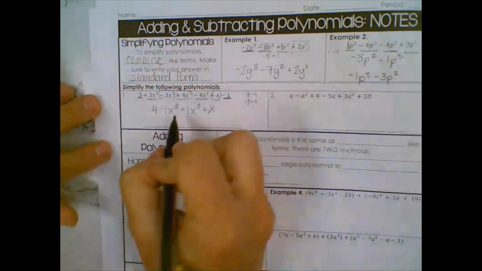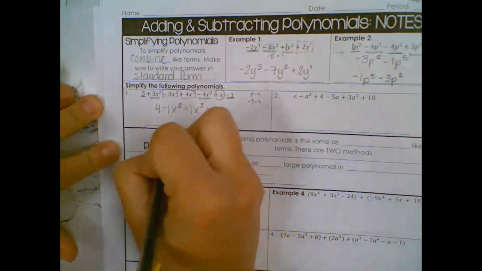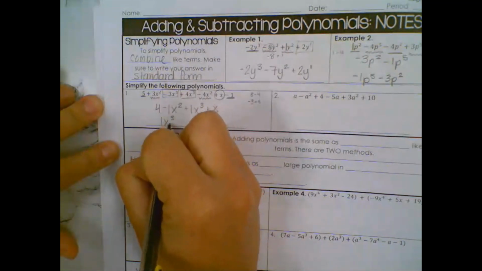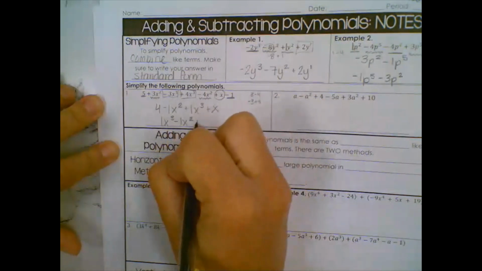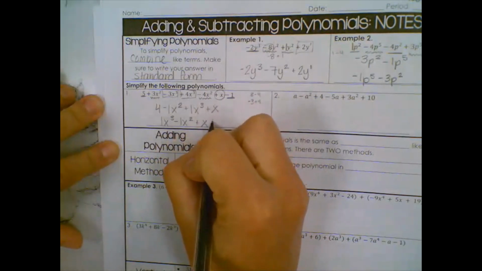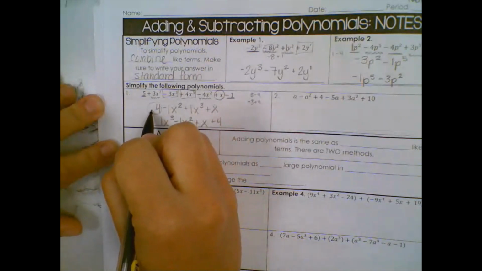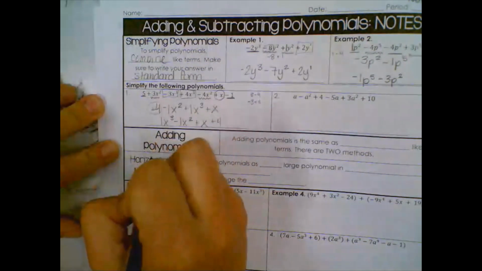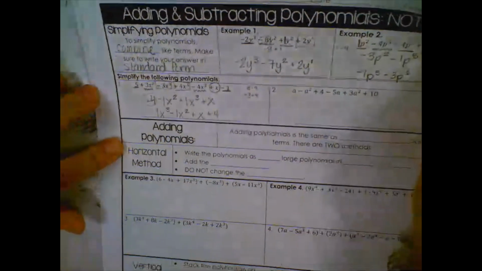Now, again, this is not in standard form, so I do need to rewrite it that way. So the 1x to the 3rd goes first, minus 1x squared, plus x, plus 4. Now, the reason we wrote this as a plus 4, there wasn't a symbol in front, but because it's positive, that means plus. Okay, save this one. We will do that in class.